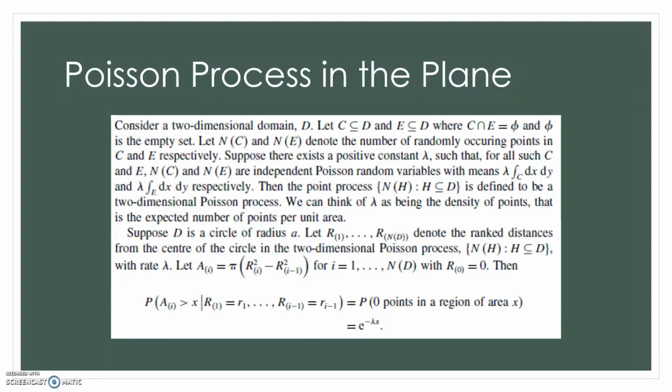And we can think of lambda as being the density of points, that is the expected number of points per unit area. Then we can suppose that D is a circle of radius A, and we let R1 to R sub N of D denote the ranked distances from the center of the circle in the two-dimensional Poisson process, which has a rate of lambda. From all of this we can derive that the density is e to the negative lambda times x.